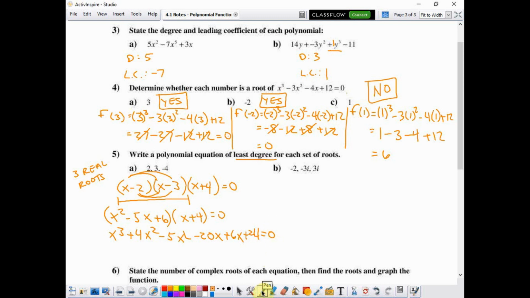Now I can just take this equation and combine all the like terms. So I've got 1x cubed. 4x squared minus 5x squared is negative 1x squared. Negative 20x plus 6x is negative 14x. And then I've got plus 24 equals 0. So for this equation right here, the 3 roots, the 3 real roots, the 3 places where it will cross the x-axis are at x equals 2, x equals 3, and x equals negative 4.